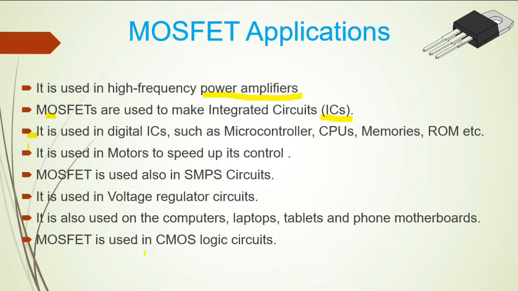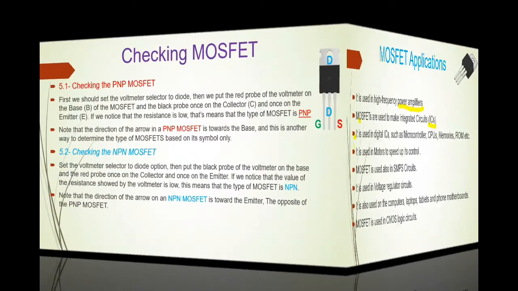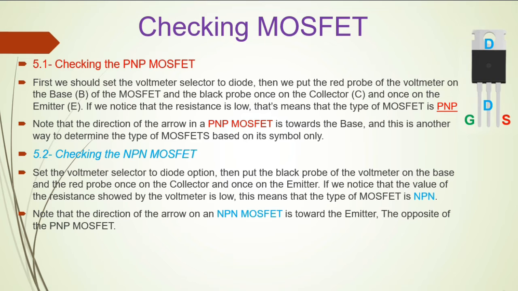The MOSFET is also used in CMOS logic circuits. CMOS means complementary metal oxide semiconductor. So the use of MOSFETs is very wide. The MOSFET is used in all electronic devices. Now I want to show how to check the MOSFET. So let's get started. Here we have checking the PNP MOSFET.